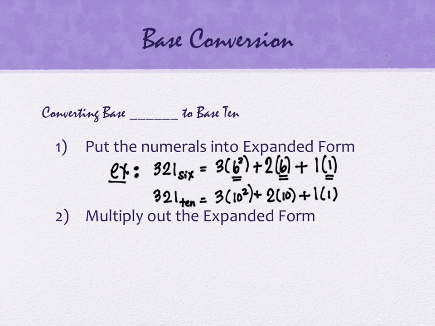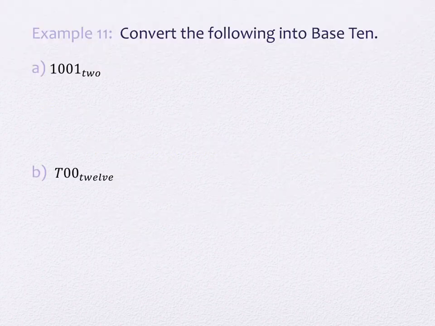So we do this in base 10 all the time. This is the ones place, the tens place, the hundreds place. 100 is 10 squared. And then the second step is to simply multiply out what we have. So if I were doing this one right here, 321 base 6, I'd actually figure out what is 6 squared. Oh, it's 36, and then I'd multiply it by 3. Oh, what is 2 times 6? Oh, it's 12. Oh, what is 1 times 1? It's 1, and then I'd add them all together. Okay? So that's what this is going to look like, and we're going to do some examples.